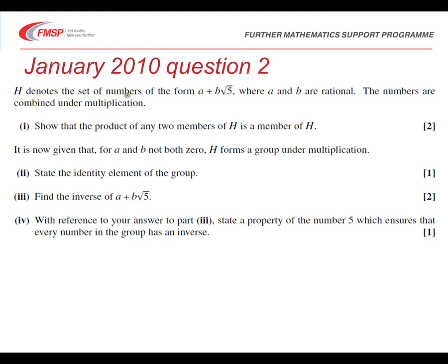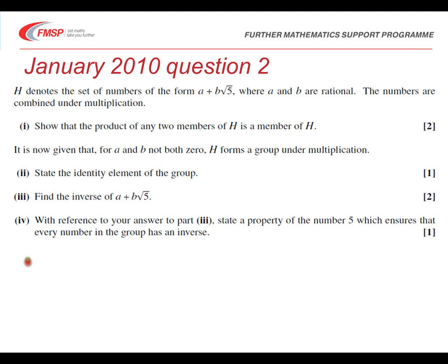Here it says H denotes a set of numbers of the form a plus b root 5, where a and b are rational, and the numbers are combined under multiplication. So we want to show that the product of any two members of H is a member of H. You're then given a and b are non-zero, and that H forms a group under multiplication, and you're asked to state the identity element of the group, then find the inverse, and part 4, with reference to your answer to part 3, state a property of the number 5 which ensures that every number in the group has an inverse. So really this is just looking at an infinite group, and does it have the closed, associative, inverse and identity properties?